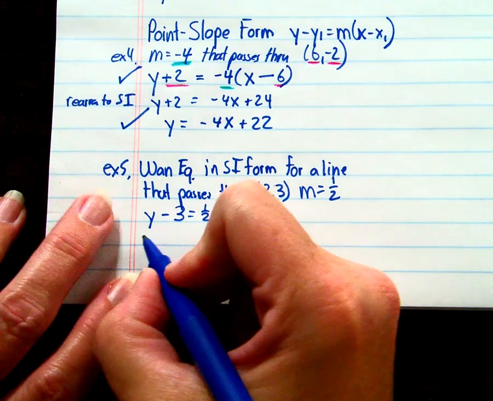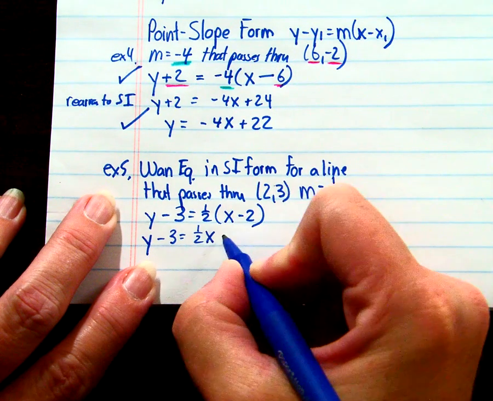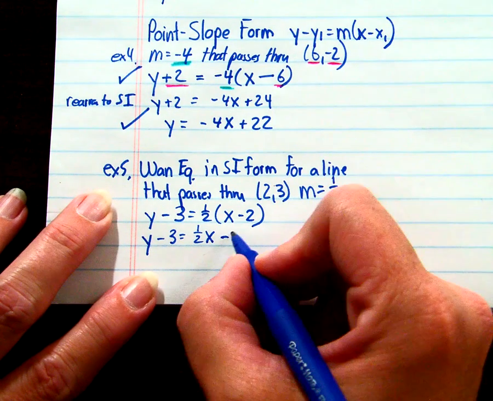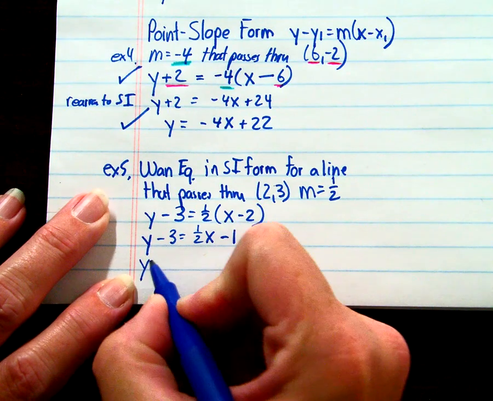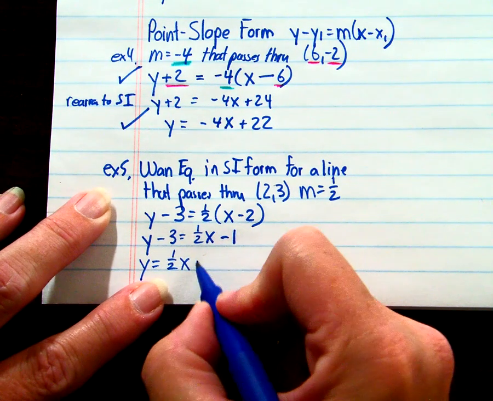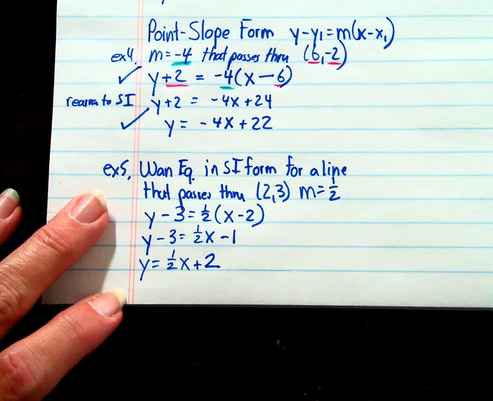Start rearranging. What is 1/2 times -2? -1. Add 3 to both sides, and you have your answer of y equals 1/2 x plus 2, right?